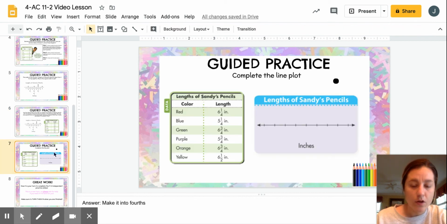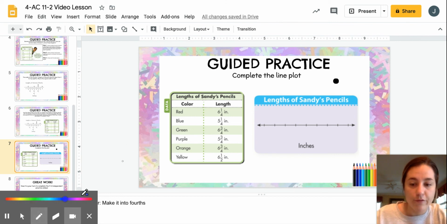Okay, complete the line plot. Lengths of Sandy's pencils. So now I'm going to put the dots, but I also want to create a scale. So let's look at my denominators. Oh, they are all fourths except for 1/2. But I know that 2/4 equals 1/2. So I am going to make my scale fourths. My two whole numbers, let's look. We have 6 and 5.